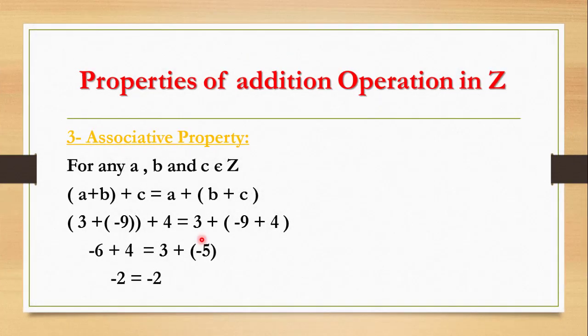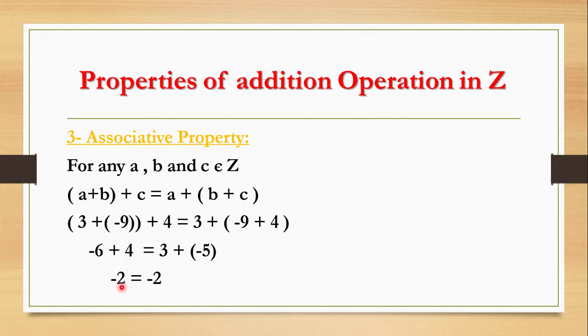Number 3, we have the associative property. Associative property means the order of doing the addition operation. For example, we have a, b, and c. We want to add the three numbers. You can add a plus b at first, then add c, or you can add b plus c at first, then add a. The same result. For example, here we have 3 plus negative 9 plus 4. In the left hand side, I want to add 3 plus negative 9 at first, then I'll add 4. 3 plus negative 9 is negative 6. Negative 6 plus 4 equals negative 2.